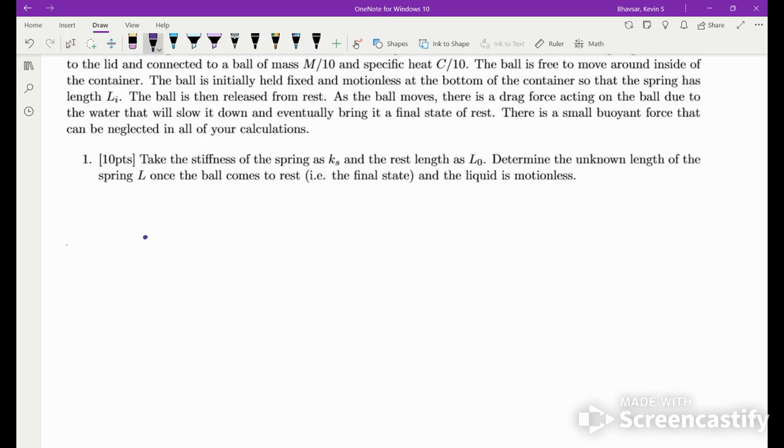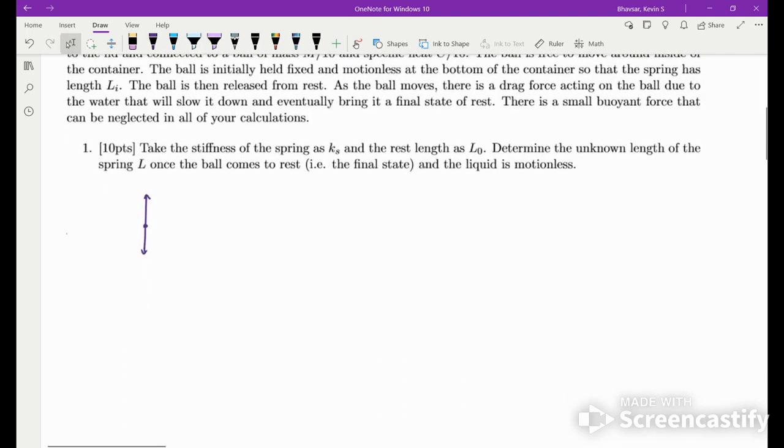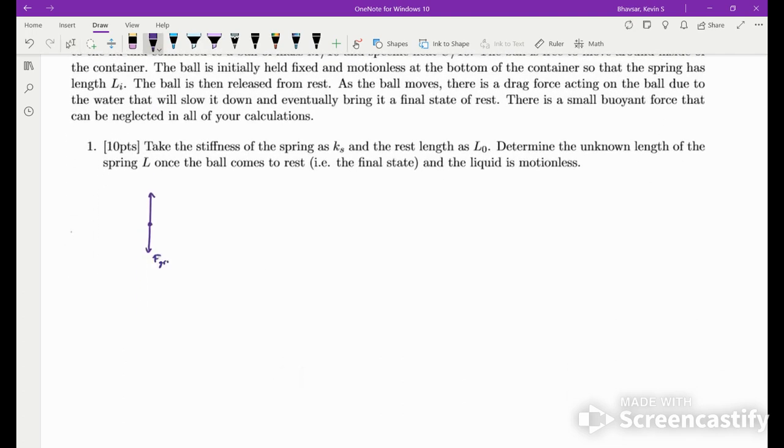We'll start by drawing a force diagram of the spring at the final position, where it is merely the gravitational force and the spring force balancing out. We can write our equation for F net because the ball is at rest. We know that F net must equal 0, and it is the sum of the spring force and the gravitational force, which are both in the negative y direction.